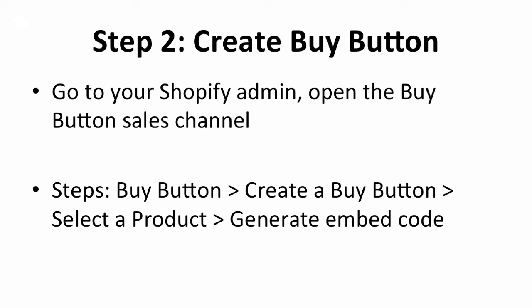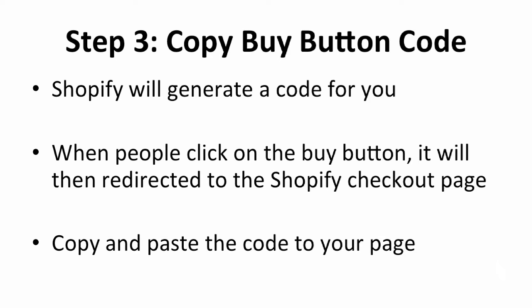On the Create a Buy Button page, you can actually customize the buy button according to your needs. You can edit the button's color, text, and appearance. For instance, if you feel that an orange color buy button would convert better than other colors, you can change it here. Once you're done with editing the buy button and have selected the product, double check the price and design. Then click on the Generate Embed Code button at the bottom of the page.